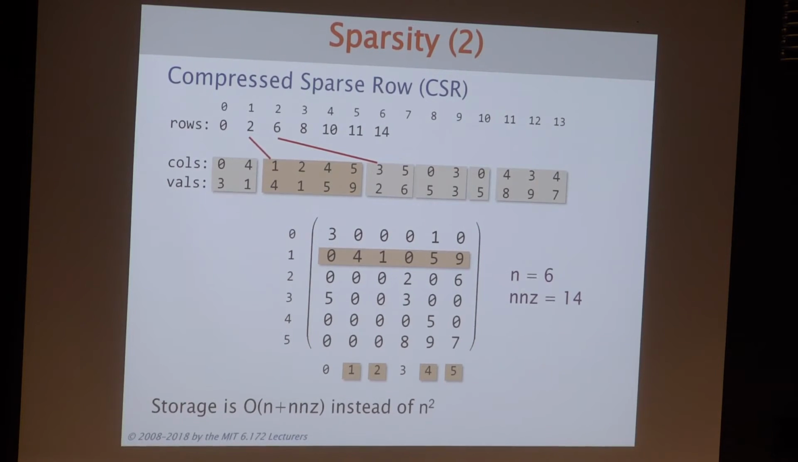So it turns out that this representation will save you space if your matrix is sparse. So the storage required by the CSR format is order n plus nnz, where nnz is the number of non-zeros in your matrix. And the reason why you have n plus nnz is that you have two arrays here, cols and vals, whose length is equal to the number of non-zeros in the matrix. And then you also have this rows array whose length is n plus 1. So that's why we have n plus nnz. And if the number of non-zeros is much less than n squared, then this is going to be significantly more compact than the dense matrix representation.